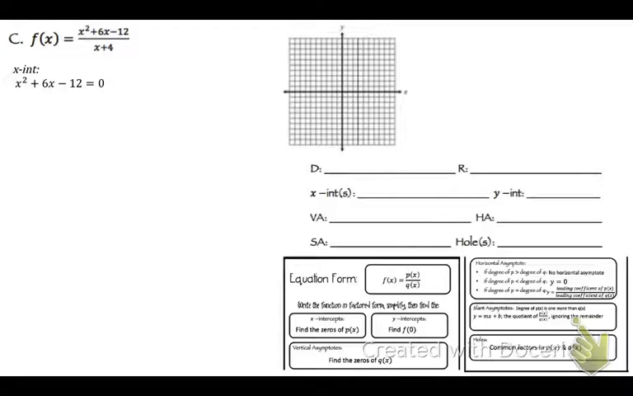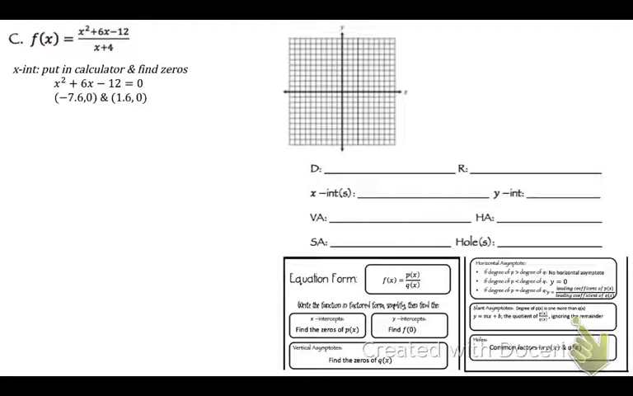Just kidding, that won't factor. So if it doesn't factor, to find the x-intercepts, we're going to put it into the calculator. You're going to put that into your calculator to find those zeros, and you should get negative 7.60 and 1.60.